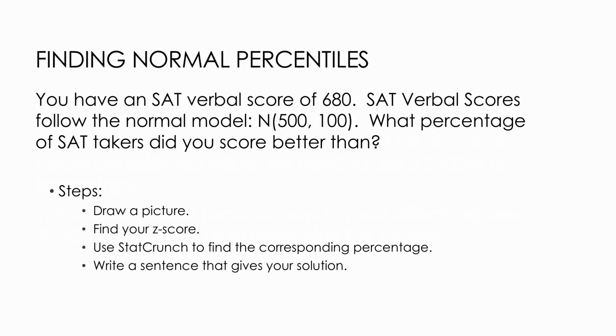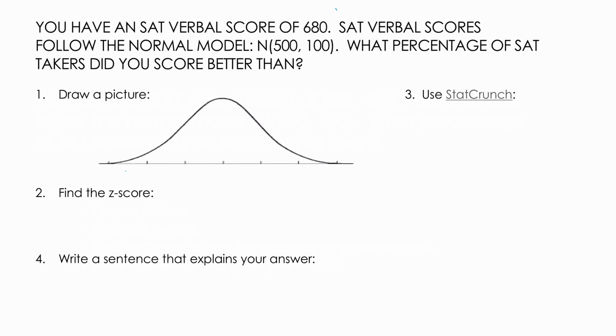So I'm going to draw a picture, and again that's just for our benefit so that we know which direction we should be shading. We're going to find our z-score, which we already know how to do, and then we're going to use StatCrunch to find the corresponding percentage. That will be something new, and then we'll write a sentence that gives our solution. So the first thing we want to do is draw a picture.